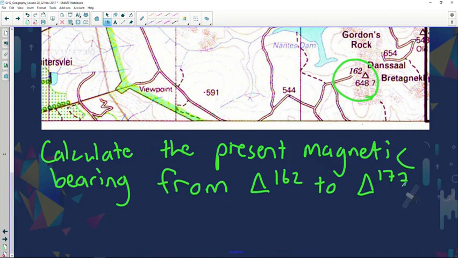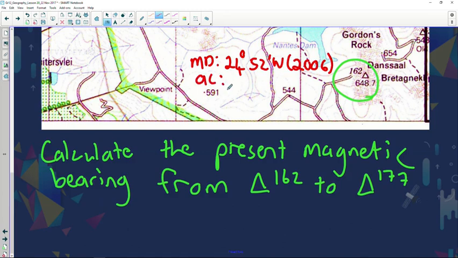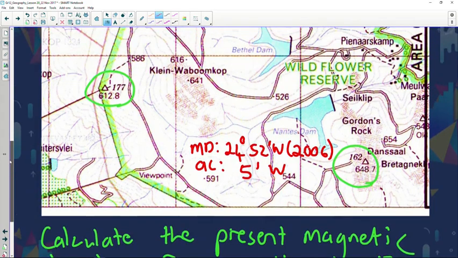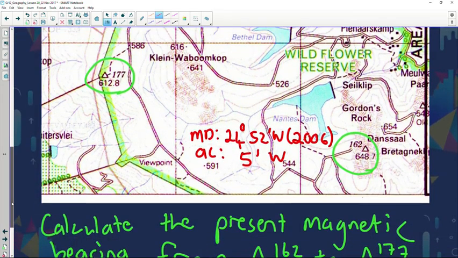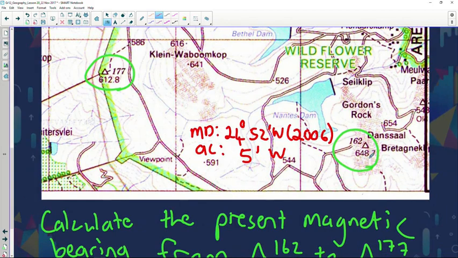Let's quickly fill in the magnetic declination on here. The magnetic declination for the pole map is 24 degrees, 52 minutes west. The map was drawn, let's say, in 2006, and the annual change, let's make it 5 minutes west. So now the question states, calculate the magnetic bearing from Trick beacon 162 to Trick beacon 177.